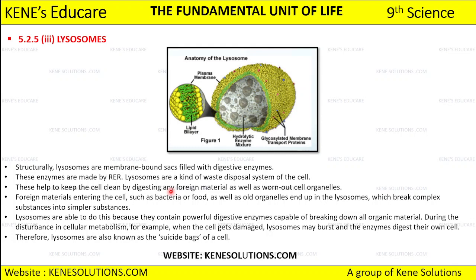Now foreign materials entering the cell, such as bacteria or food, as well as old organelles, end up in the lysosomes, and lysosomes are going to break these complex substances into simpler substances. So what will lysosomes do? They will break any complex substance into simple substances. As well as what are they going to do? Suppose some foreign substance or foreign material has been added inside our cell, for example we have eaten some food, and through it bacteria has entered our cell.